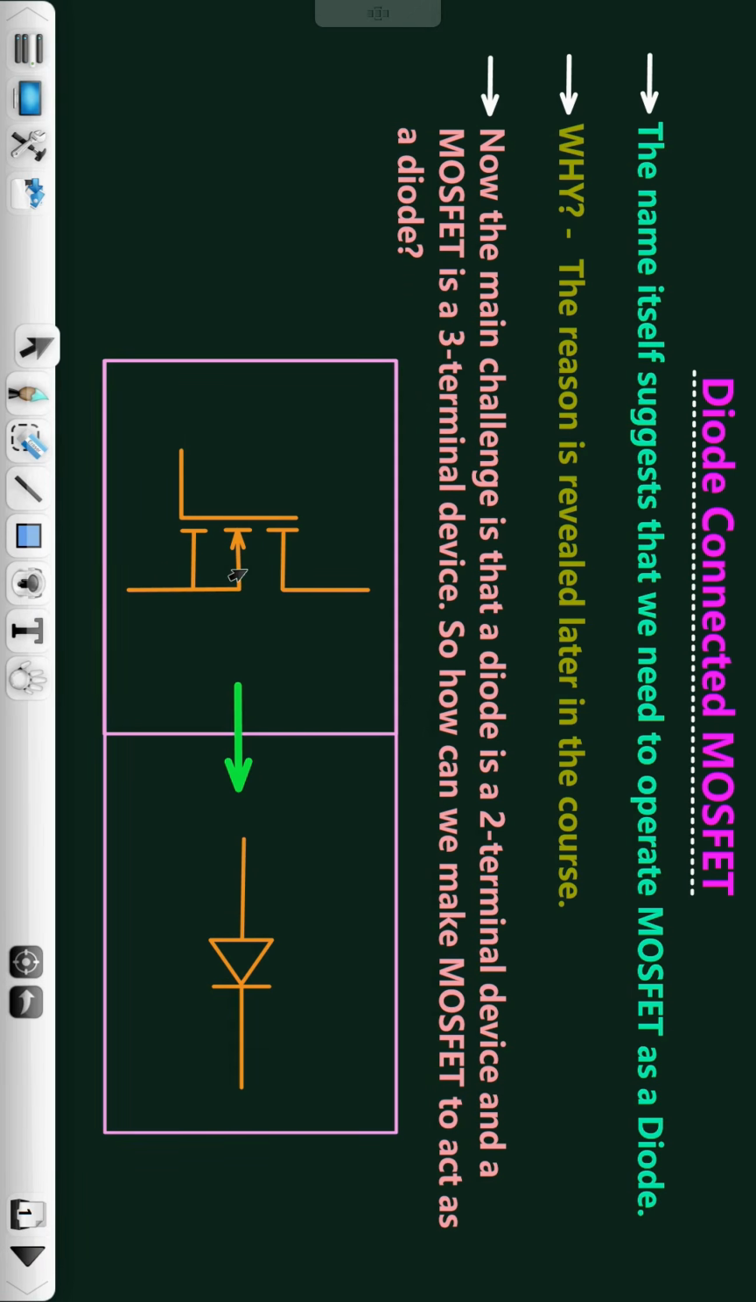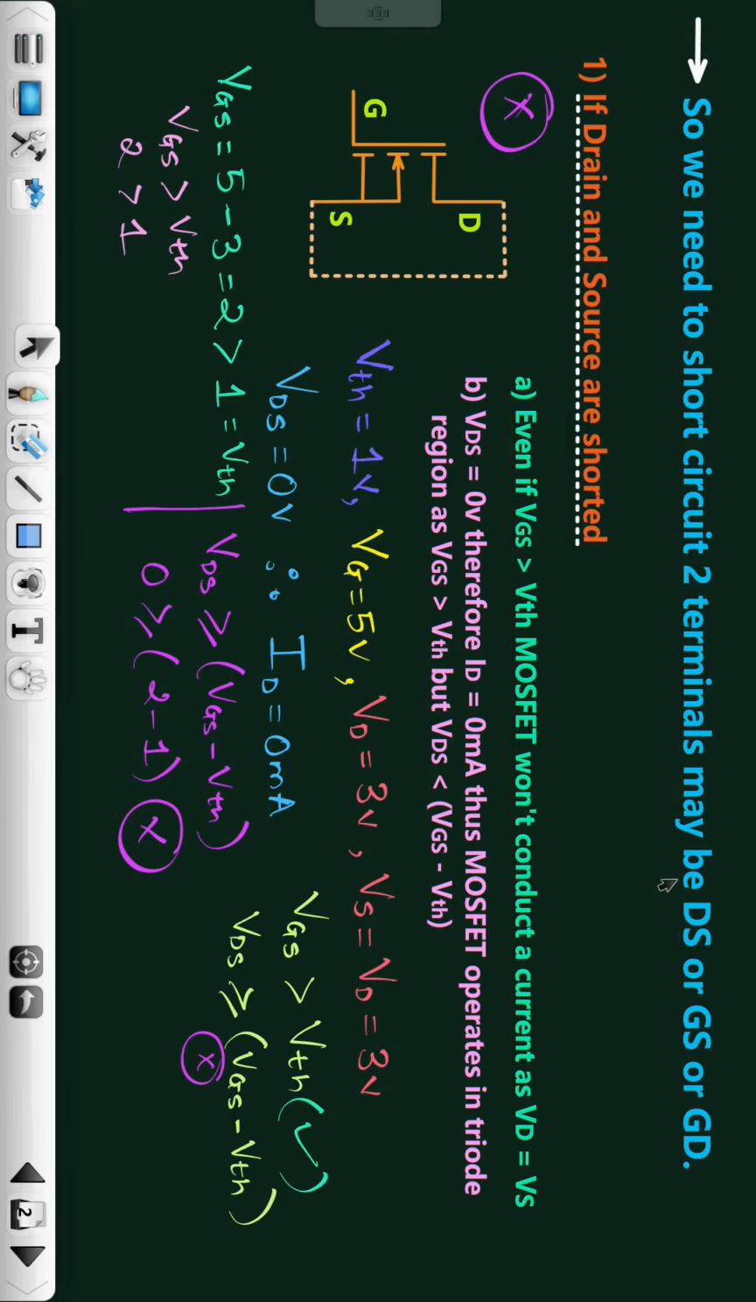Whenever I say that I want to convert a three-terminal device into a two-terminal device, basically we need to short any two of the terminals. So we need to short either the drain-source terminals, the gate-source terminals, or the gate-drain terminals. We'll go with the very first case, that is shorting the drain and source terminals.